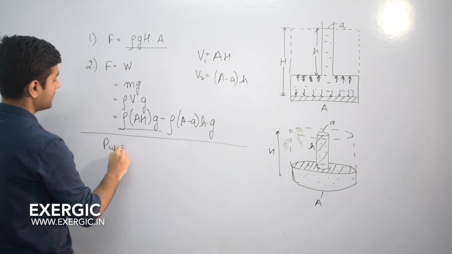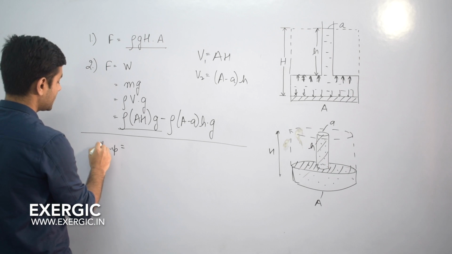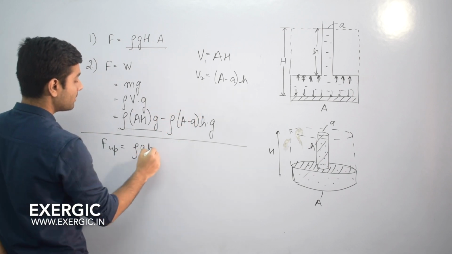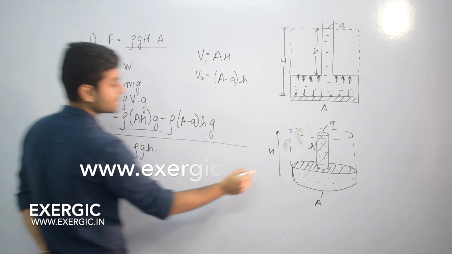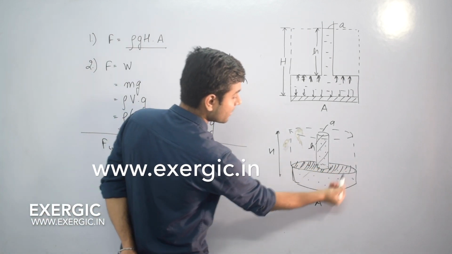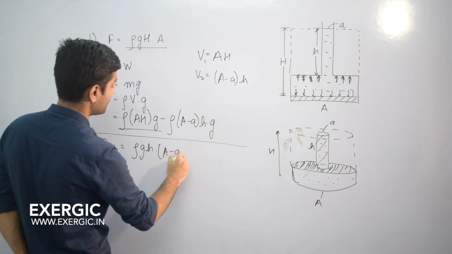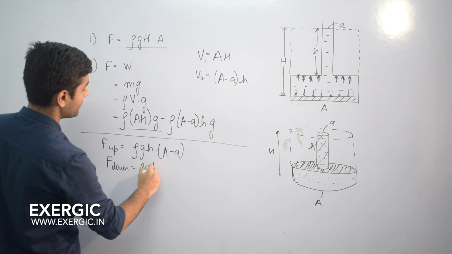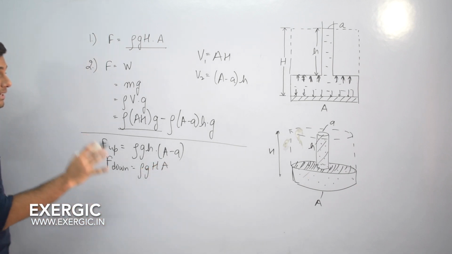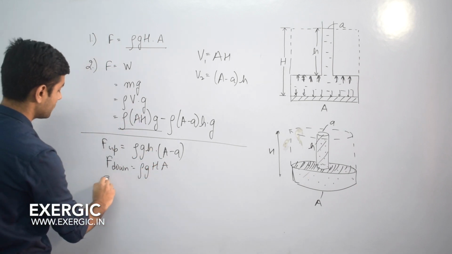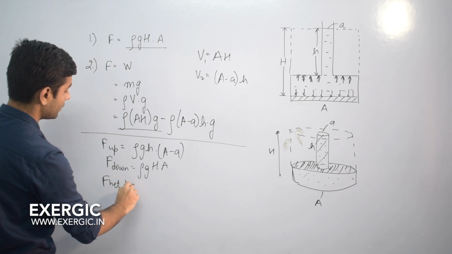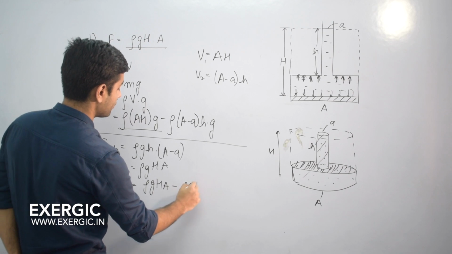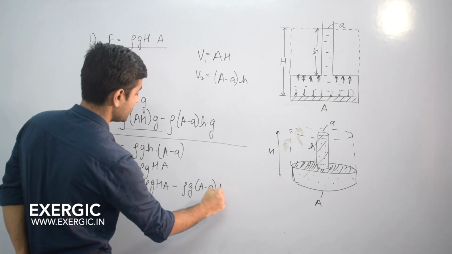Force in the upward direction is equal to the pressure in the upward direction, rho g small h, multiplied by the area on which that upward pressure is acting, which is capital A minus small a. What is the force in the down direction? Rho g capital H a. Net effective force in the downward direction is rho g capital H a minus rho g small h times capital A minus small a.